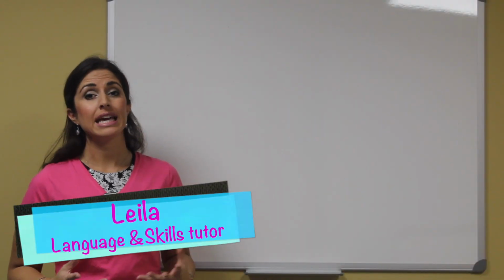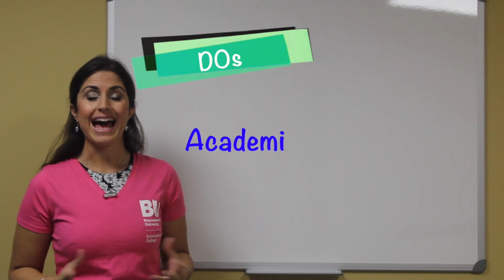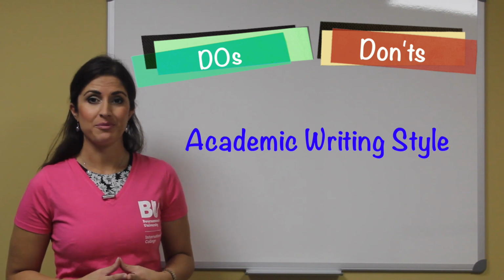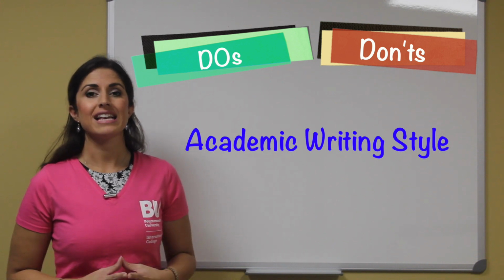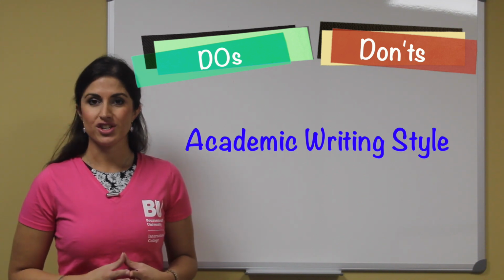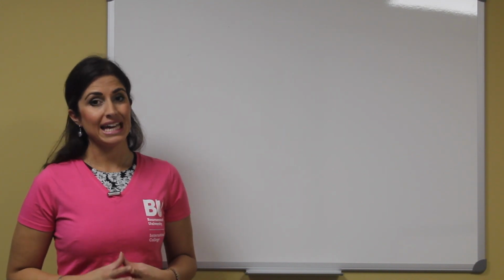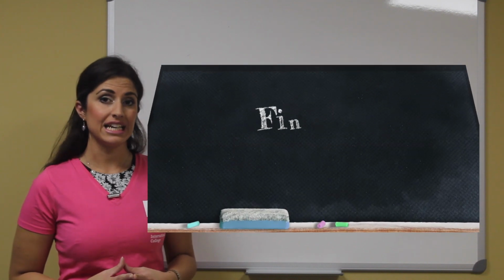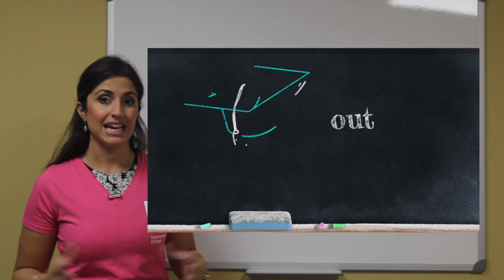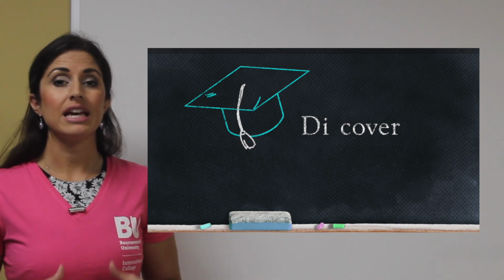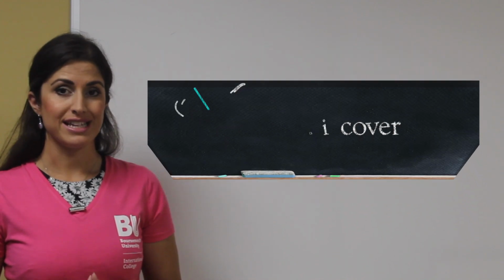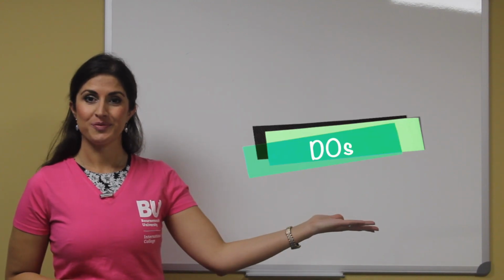Today we're going to be looking at the do's and don'ts of academic style in writing. This is particularly important to ensure your essay has the correct tone and register. Now, academic English is quite different to the English that we speak day to day. What might seem normal in spoken English is generally avoided in academic writing. So, let's have a look at the do's.